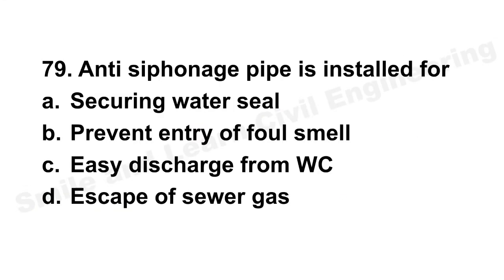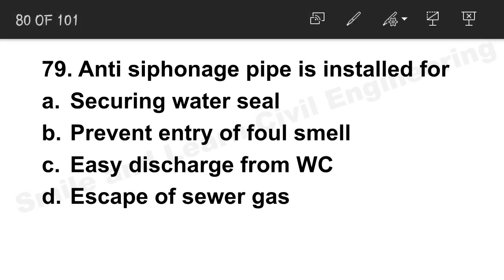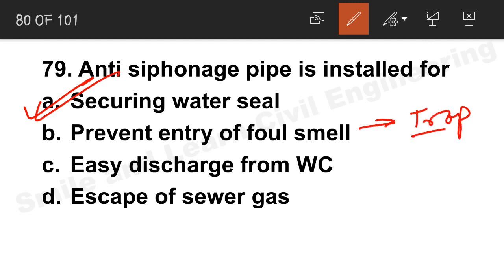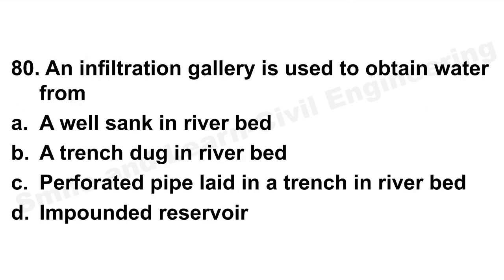Next question, anti-siphonage pipe. Anti-siphonage is for securing the water seal. Option A will be the correct answer. And the trap: various types of traps we use for preventing the foul smell.